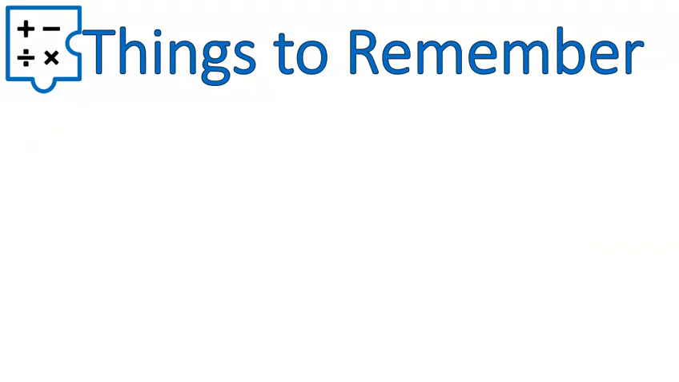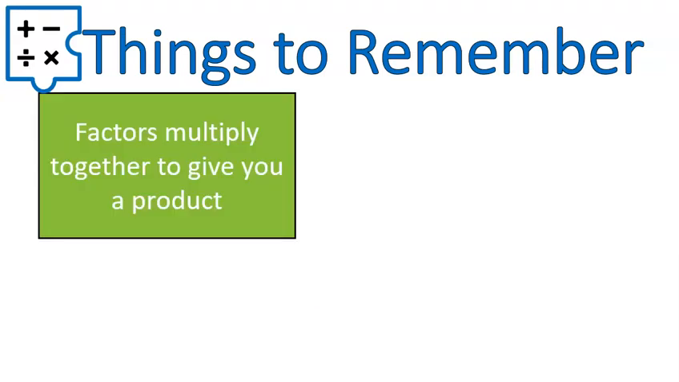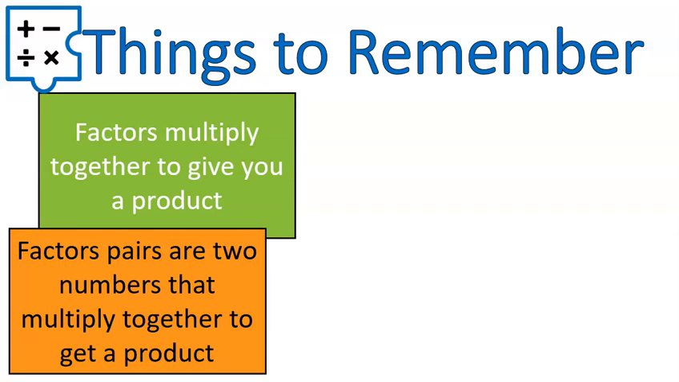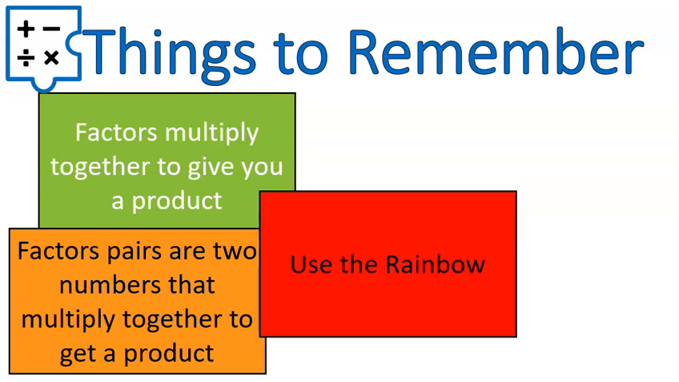So a couple things to remember. Factors multiply together to give you a product. Factor pairs are two numbers that multiply together to give you a product. And we haven't talked about what happens if there's three numbers that multiply together to give you that number. So this is also a good kind of segue, and we will talk about that later. But right now we've been talking about two numbers that multiply to give you a product. And if it's helpful, use that rainbow.